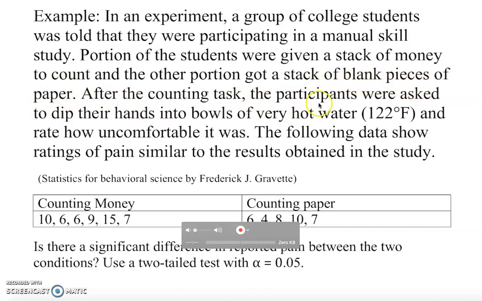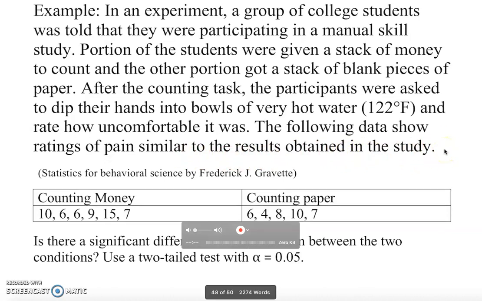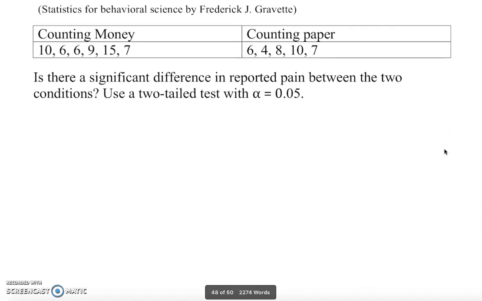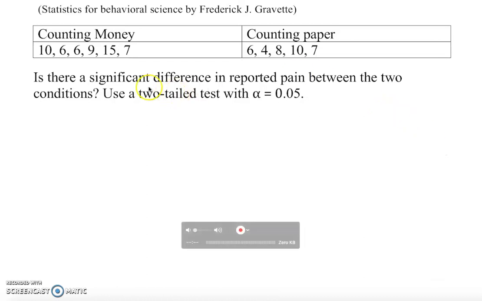After a counting task, the participants were asked to dip their hands into hot water and rate how uncomfortable it was for them. The following data shows ratings of pain similar to the result obtained in the study. So these are basically our ratings, as you see down here. Now they ask, is there a significant difference in reported pain between these two population means? Use a two-tailed test. Well, if there's a significant difference, we already know it's going to be a two-tailed test. It's also mentioned here, two-tailed test with the alpha level.